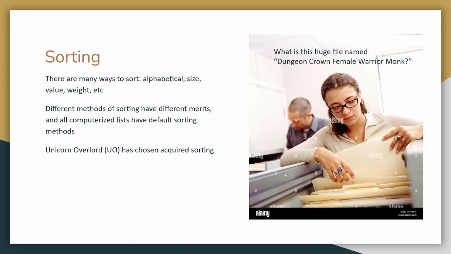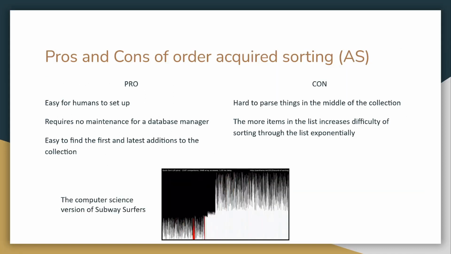So let's talk a little about sorting. There are many ways to sort things. There's alphabetical, the size of it, the value, weight, all kinds of different ways. And different methods of sorting have different merits. And all computerized lists have their default sorting method. Unicorn Overlord has chosen acquired sorting. So, the pros and cons of order acquired sorting, or AS.